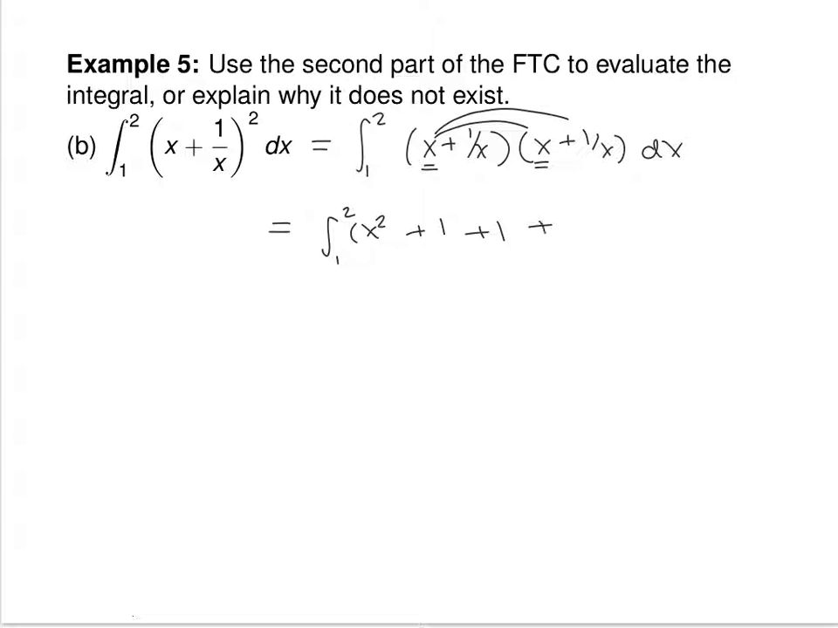And what is 1 over x times 1 over x going to give you? 1 over x squared. Can I write that as x to the negative 2? Only this once. So that's the same thing as the integral from 1 to 2 of x squared plus 2 plus x to the negative second.